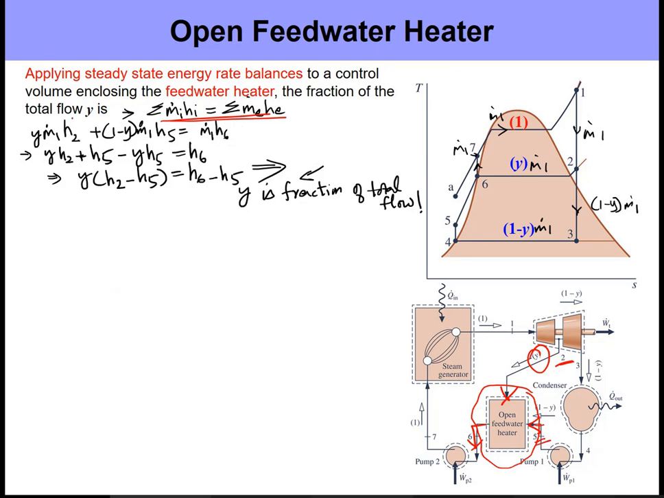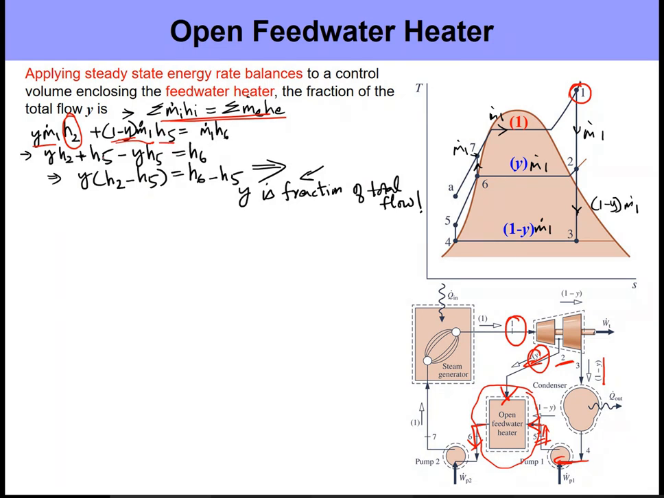The inlet at state 2, at enthalpy h2, comes with a mass flow rate of y times m dot 1. What is m dot 1? m dot 1 is the mass flow rate at state 1, the flow rate here. So a fraction of it, y times m dot 1, goes to the feed water heater. So this is the mass flow rate, y times m dot 1, times the enthalpy h2. The other input is the one coming from the pump. What is the mass flow rate there? Well, the 1 minus y fraction goes to the condenser, goes to the pump, and that's exactly what enters here. So it's 1 minus y times m dot 1, the other fraction of the steam, times the enthalpy h5.